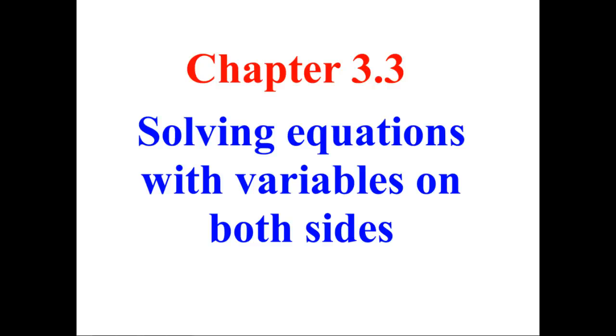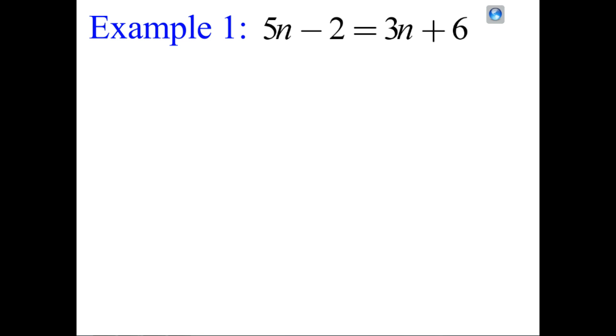So we've talked about solving equations, two-step equations, equations with distribution, equations with like terms. Now let's move on to equations where you have variables on both sides. Okay, we have an example here. 5n minus 2 is equal to 3n plus 6. So we're going to try to find the value of n that makes this equation true.